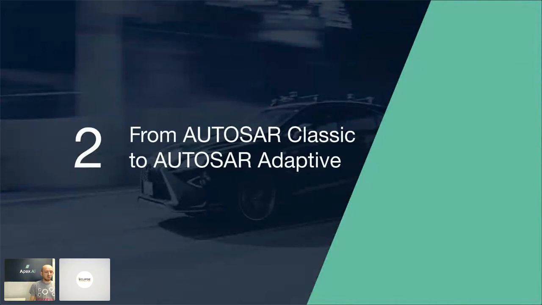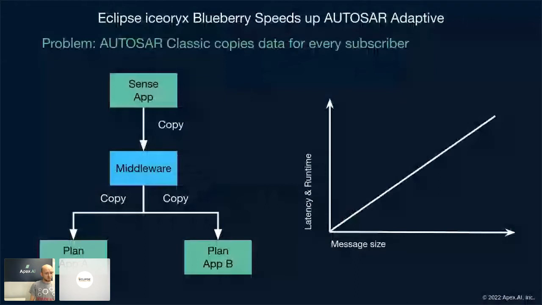AUTOSAR Classic typically runs on microcontroller-based devices, which means they have a common shared address space. Coming back to the initial feedback loop, what you can see here is the Sense app exchanging data with a Planner A and a Planner B. In AUTOSAR Classic, those applications, which AUTOSAR Classic calls software components, run in a so-called AUTOSAR runtime environment, sometimes also referred to as RTE. And this RTE has a problem, because for every subscriber, it does a copy.